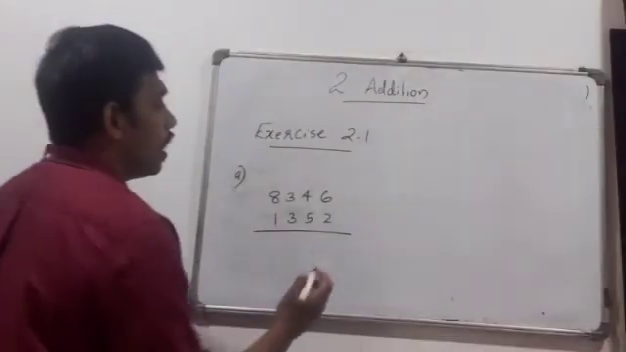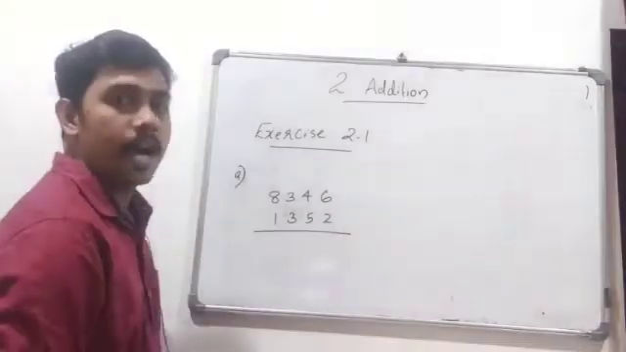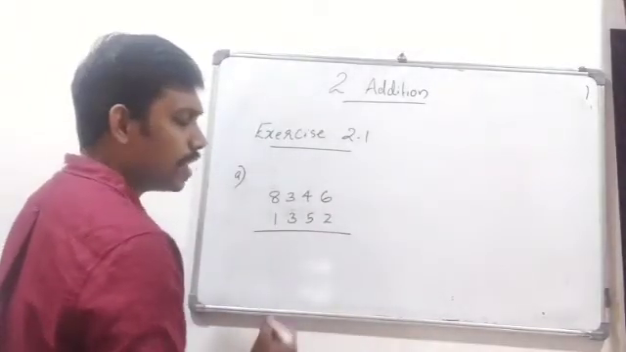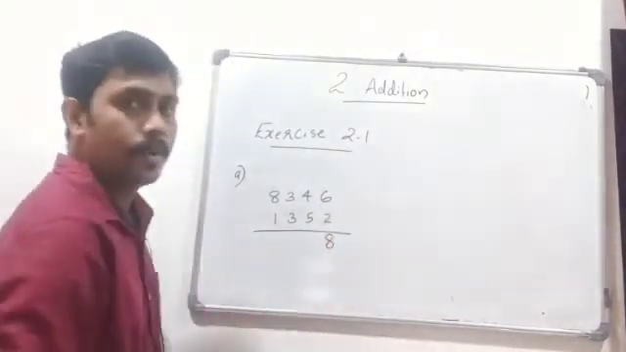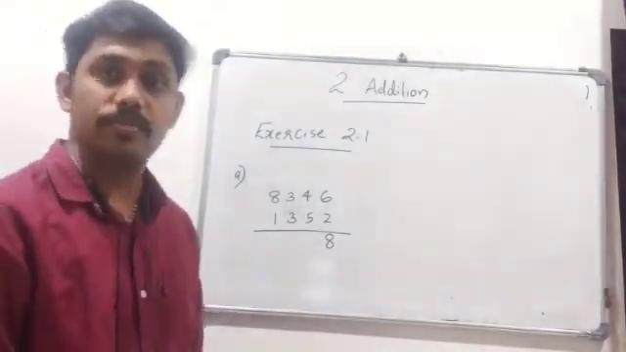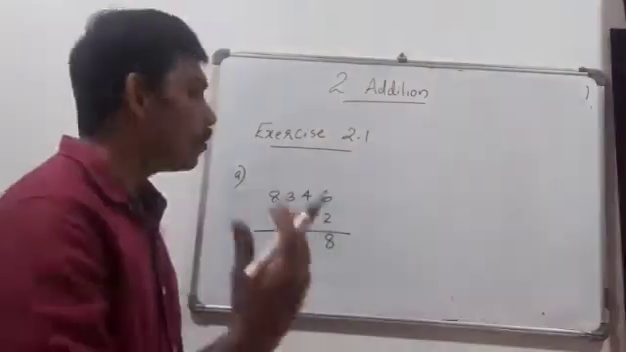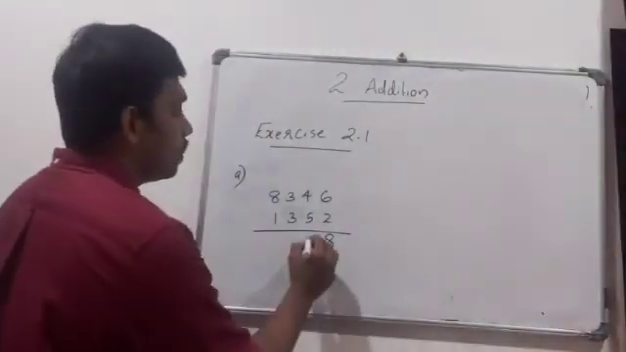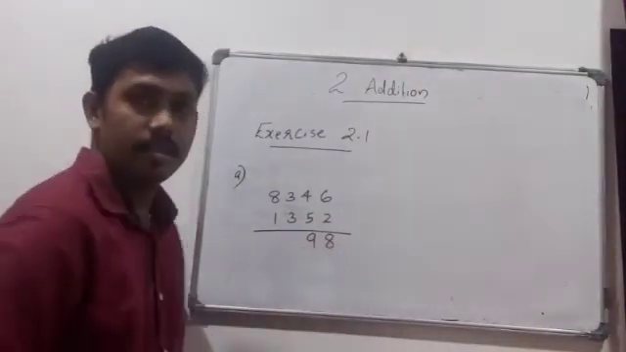Let's add 6 plus 2. The answer is 8. And then 4 plus 5. So let's add 4 and 5. The answer is 9, isn't it?